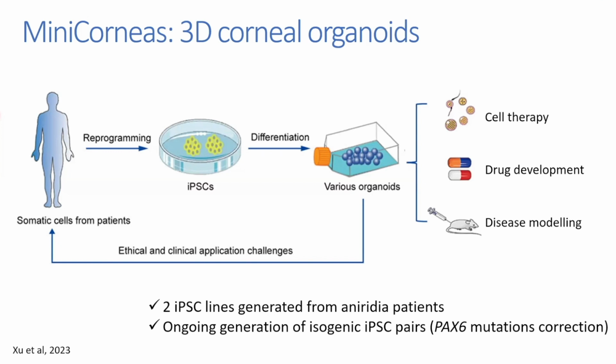We have already been going on with this project for a long time. We published last year with Maria as well. So we have 2 iPS lines from Aniridya patients. They have the PAX6 mutations. And this is very important because with this approach, we actually have cells from the patient without having to, for example, go and get cells from the eye, which is terribly complicated. So we reprogram, generating these iPSCs, induced pluripotent stem cells, and then we can differentiate them into all sorts of cells.